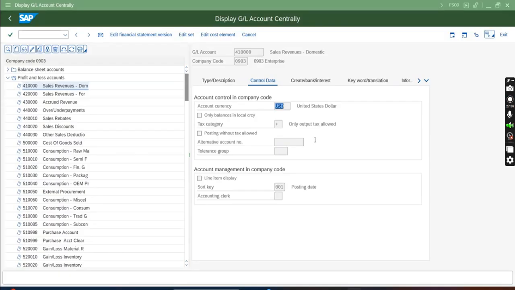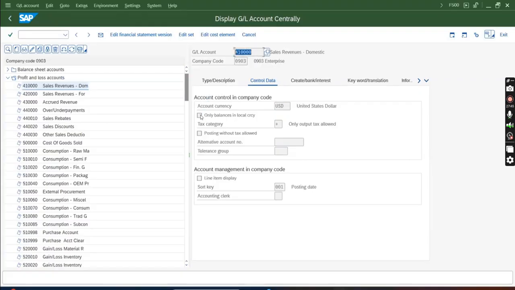Now, moving forward, only balance in local currency: at a particular time I want to see what is the balance in this GL account. If it is checked as only balance in local currency, that means the balance will only be shown in USD. Unchecked means if it has some USD amount, some CAD amount, balances will be shown accordingly. Separate balance will be shown.